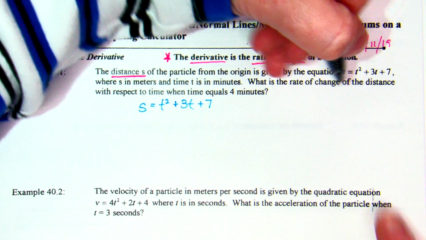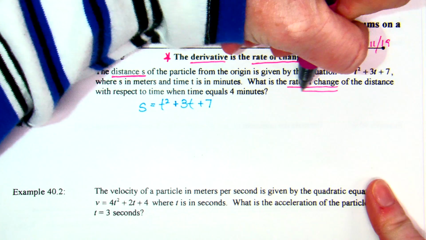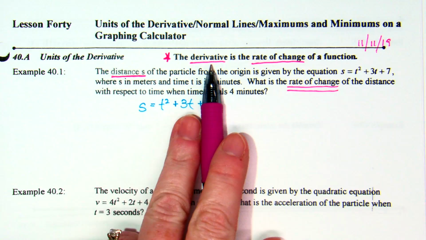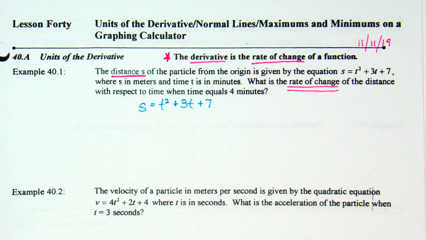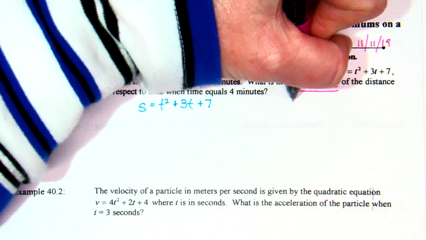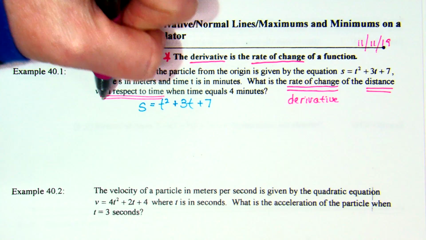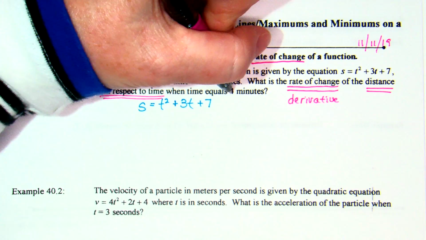Now, the question they're asking me is, what is the rate of change? What did we just mention about rate of change earlier? Rate of change is the derivative, yes? So if they're saying what is the rate of change, what are we being asked? What is the derivative? Of what? Of distance with respect to time, when time equals 4 minutes.